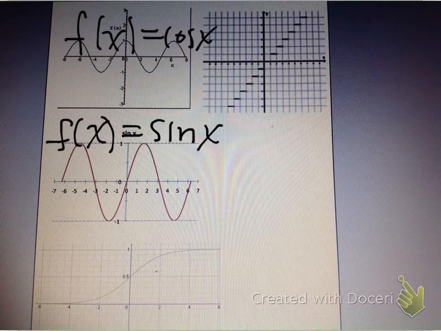And so you don't want to confuse these. How do you know which one is cosine? How do you know which one is sine? Well, look at what y is when x is 0. Cosine, y is going to be 1 when x is 0. Sine, y is going to be 0 when x is 0.